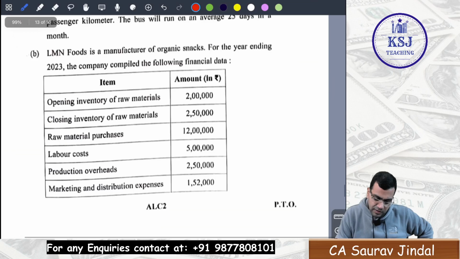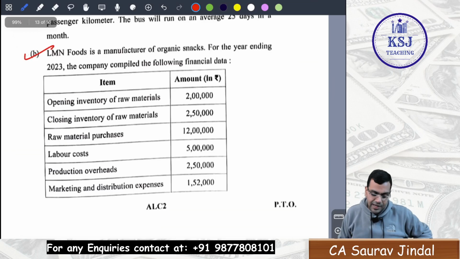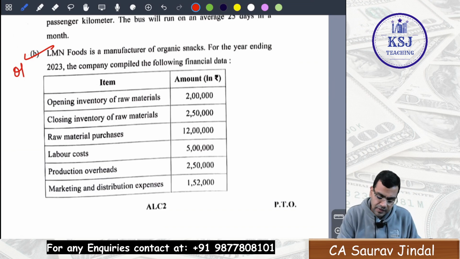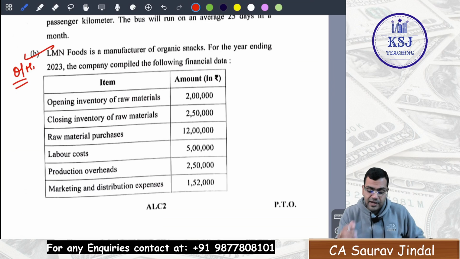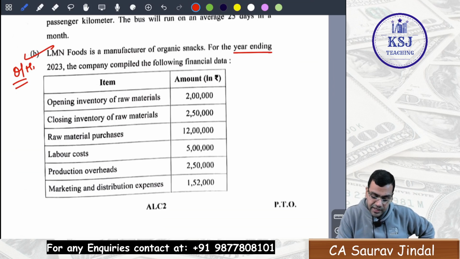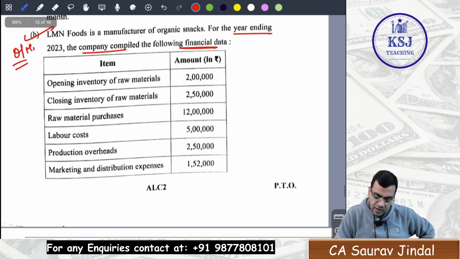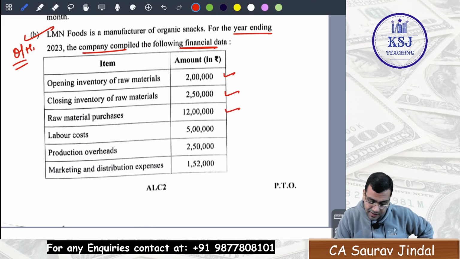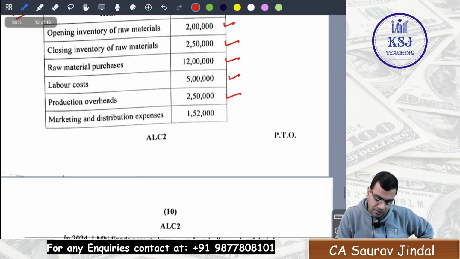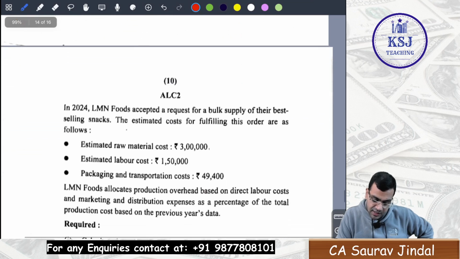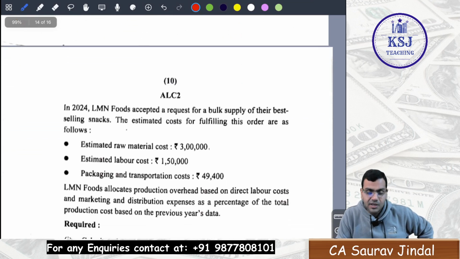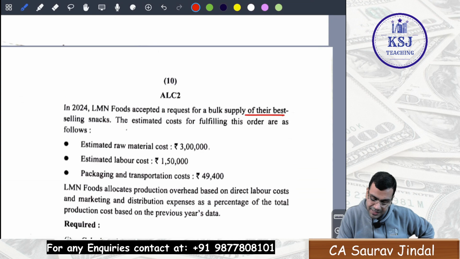Okay. Now, Element Foods, this question is good. Element Foods is, again, this is on absorption costing only, overheads question. Element Foods is a manufacturer of organic snacks. For the year ending 2023, the company compiled the following financial data. Opening inventory is given, closing inventory is given, raw material purchases are given, labor cost is given, production overheads are given to you, marketing and distribution overheads are given. In 2024, Element accepted a request for the bulk supply of their best-selling snack.